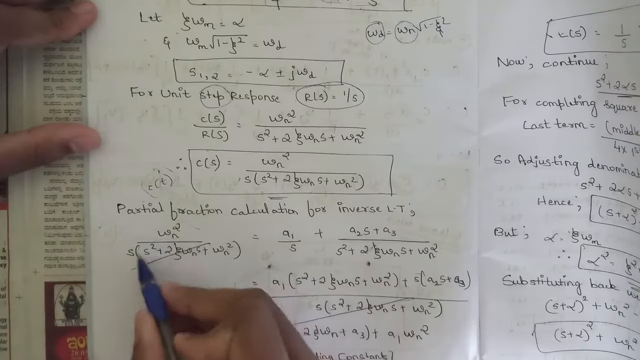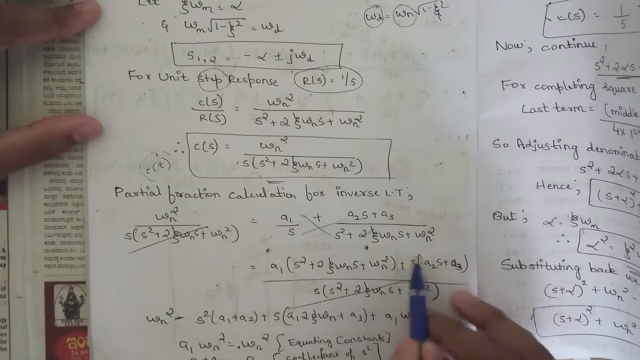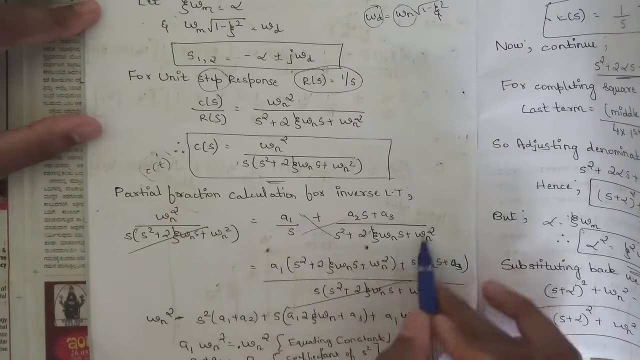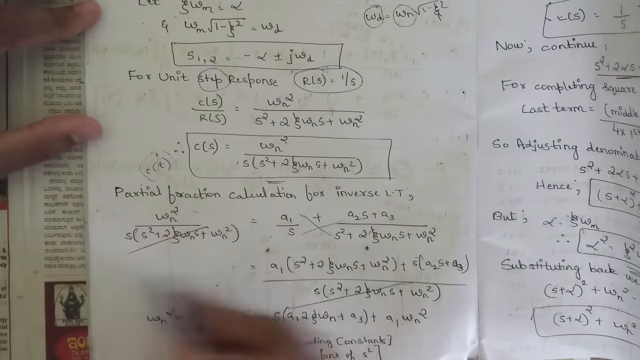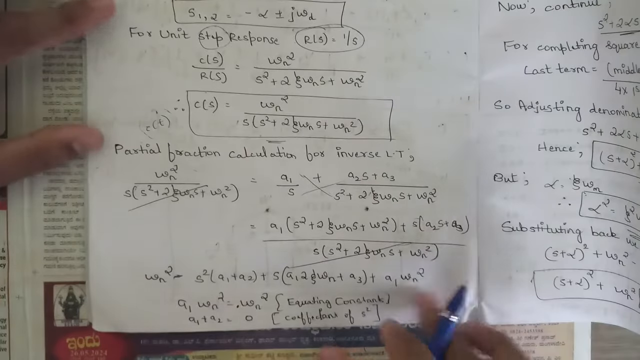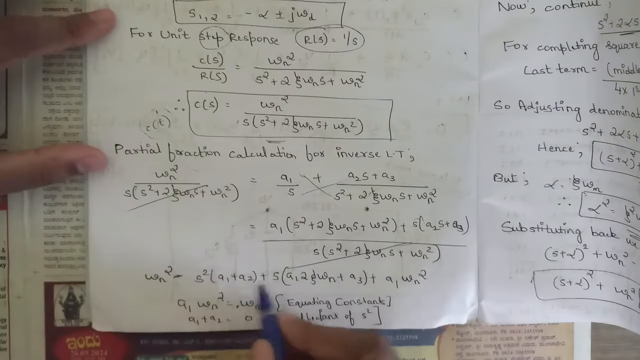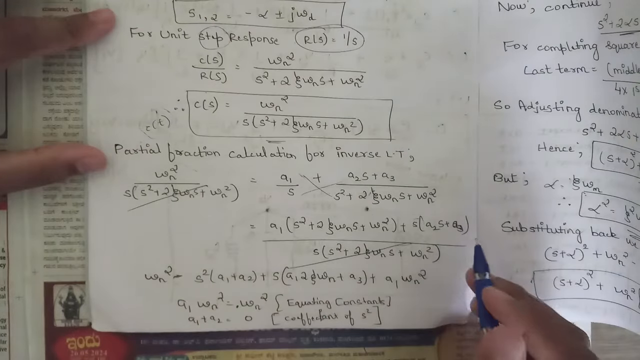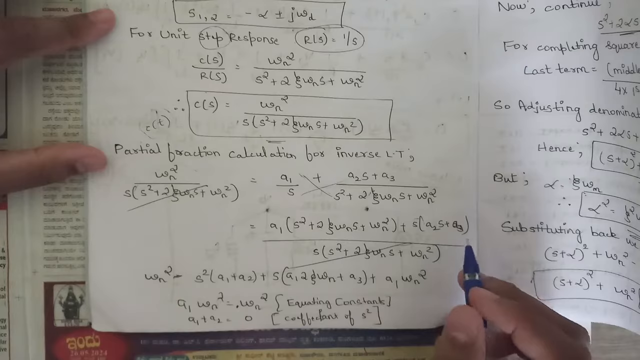That is a1 into s square plus 2 zeta omega n s plus omega n square, plus s into a2 s plus a3, divided by the multiplication of the denominators so that we could cancel the denominator. So now the remaining term is omega n square equal to s square into a1 plus a2. Since if we multiply this, we would be getting s square into a2 plus s into a3. So in this, s square is common, take it outside: s square into a1 plus a2, plus s into whatever the terms are with s, that is a1 into 2 zeta omega n plus a3, plus the constant term, that is a1 omega n square.